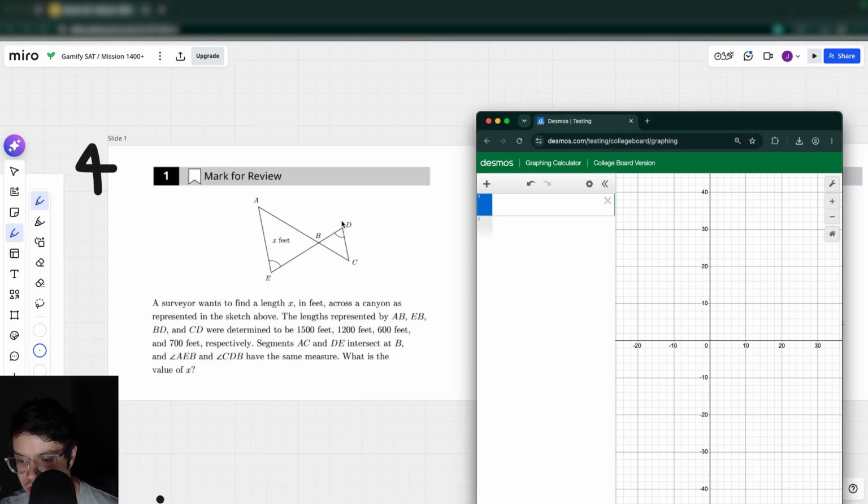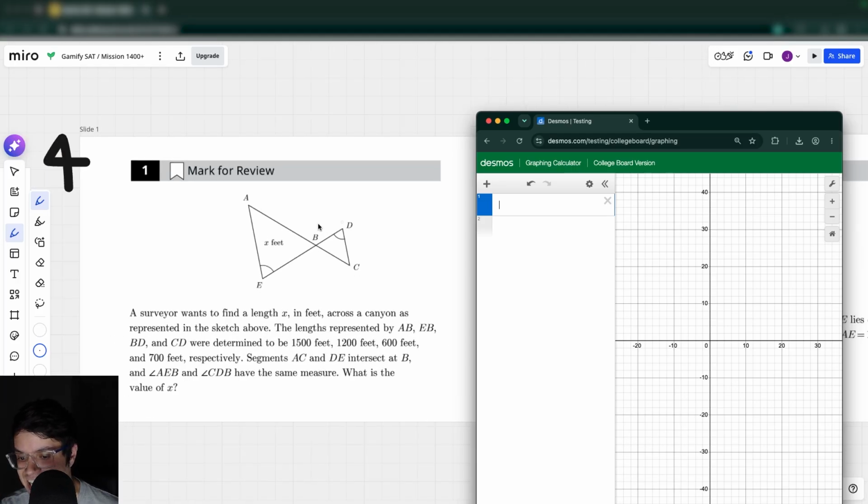Question 4 here. I know this is going to look really complicated, but it's actually not even that bad. Most of this stuff is just information, so let's go ahead and write this here. We're talking about a canyon here, so Grand Canyon type stuff.